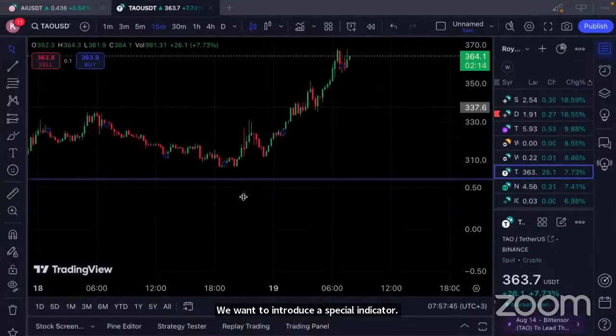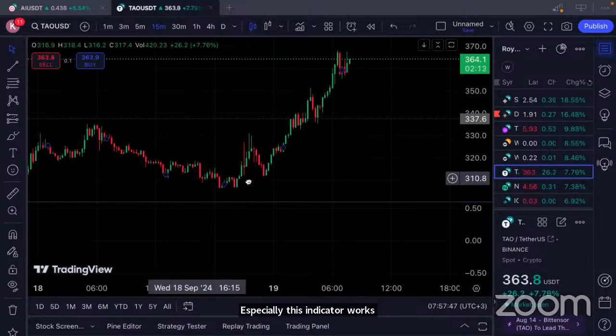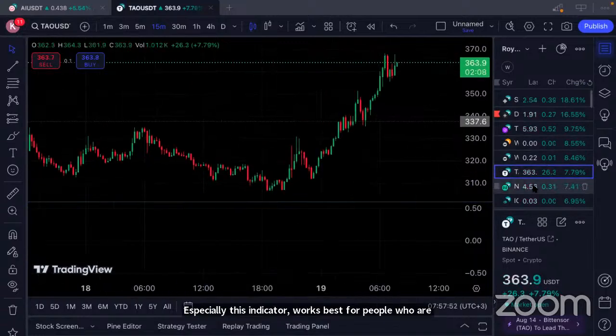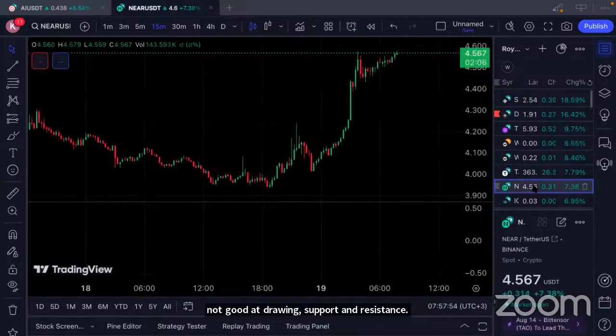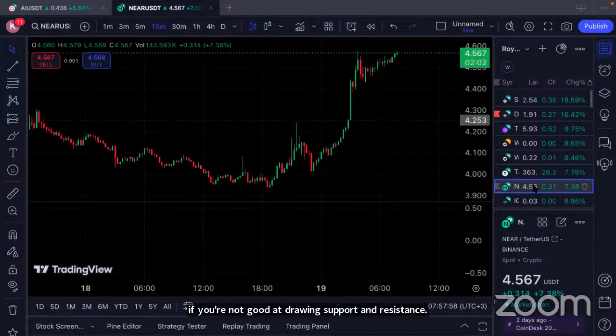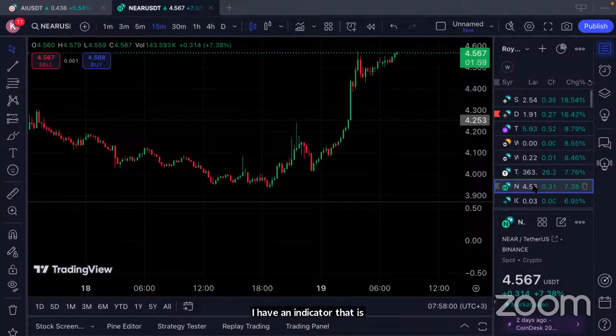Especially this indicator works best for people who are not good at drawing support and resistance. Okay? If you are not good at drawing support and resistance, I have an indicator that is going to help you with support and resistance. And this indicator is so good because I'm also going to show you how to use it on this side and also on the other side. I hope we are ready.